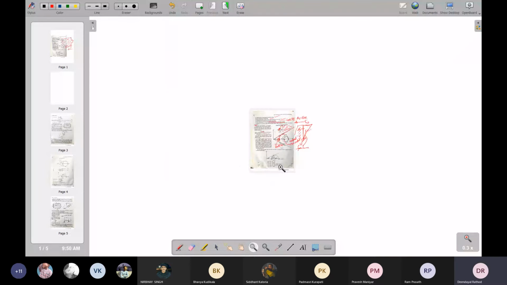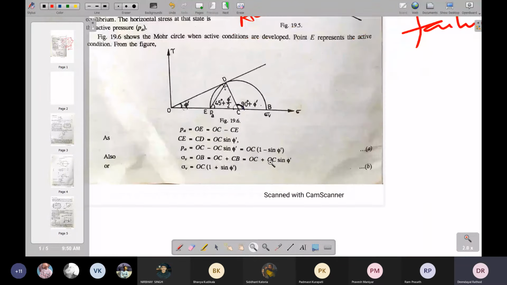Now, just observe this figure. We can draw the semicircle instead of drawing the whole circle. Here, this is the vertical stress, this is the Rankine earth pressure, and this is the failure envelope, which makes an angle phi.